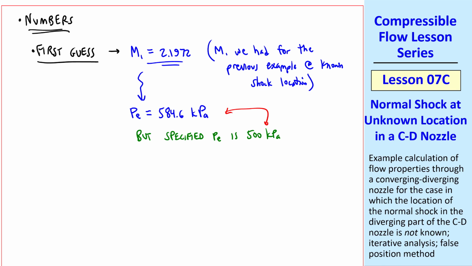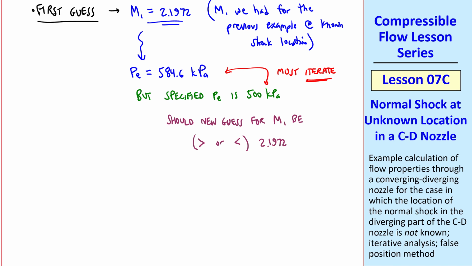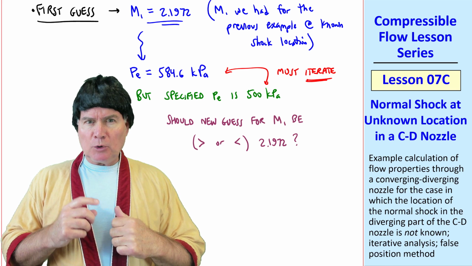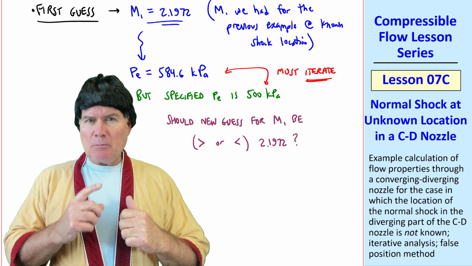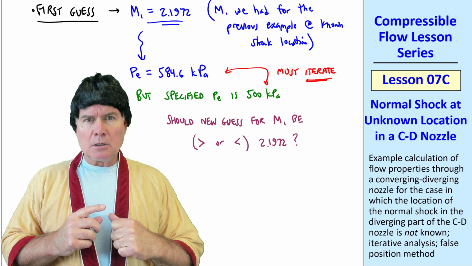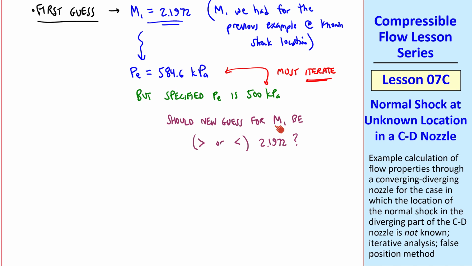Since these do not match, we need to iterate. Now I'll ask the students, should our new guess for M1 be greater than or less than 2.1972, the Mach number of the first guess? Well, as PE goes down, the Mach number moves farther down the nozzle, which means the Mach number goes up. So we should pick a Mach number bigger than this one. That's right, Joel. Since our PE is bigger than the specified PE, we need to pick a larger Mach number, one greater than 2.1972. For my second guess, I picked 2.3.